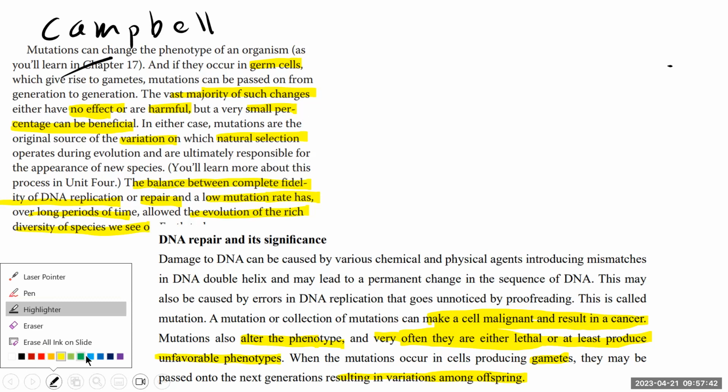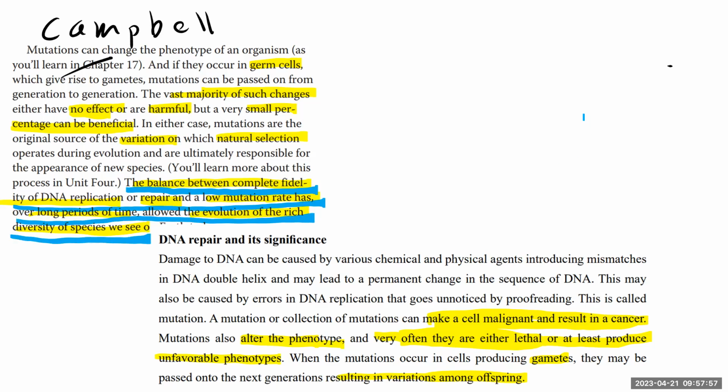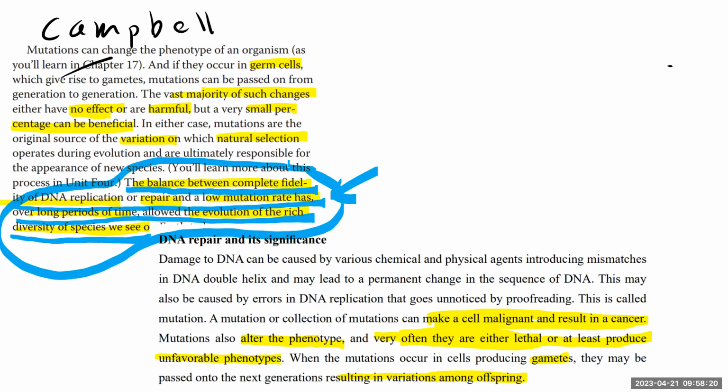As a student, you can understand especially this sentence of Campbell Biology: the balance between complete fidelity of DNA replication or repair and low mutation rate has, over a long period of time, allowed evolution of the rich diversity of species we see. So overall, mutations are explained in this sentence. We can't take a small example. We cannot specify everything using one example. I think this is the overall expression of mutation. This sentence explains the overall impression of mutation well.